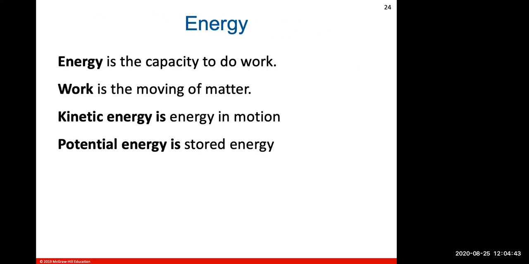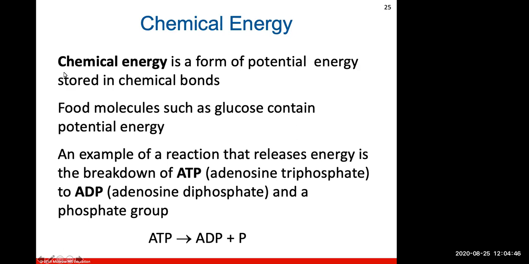So let's take a look at chemical energy, because this has to do with some of the equations that we talked about. Chemical energy is the form of potential energy stored in chemical bonds. What this means is when two elements are bonded together, when we break them apart, they'll give off energy that's in those chemical bonds. Food molecules such as glucose contain a lot of potential energy. So whenever you guys eat something, your body will break it down into glucose, and glucose will go on and be converted to energy in your bodies as ATP.